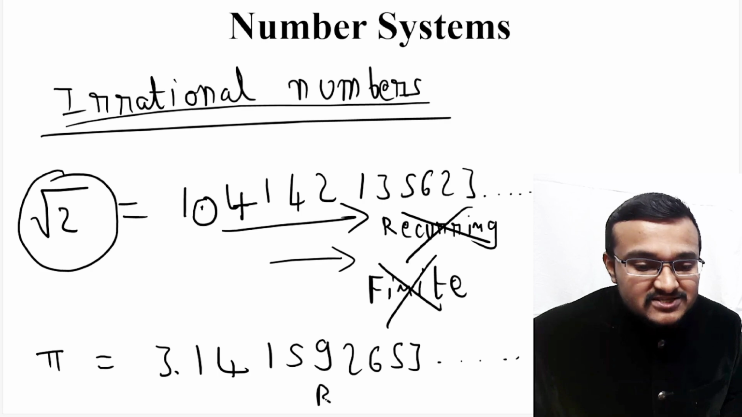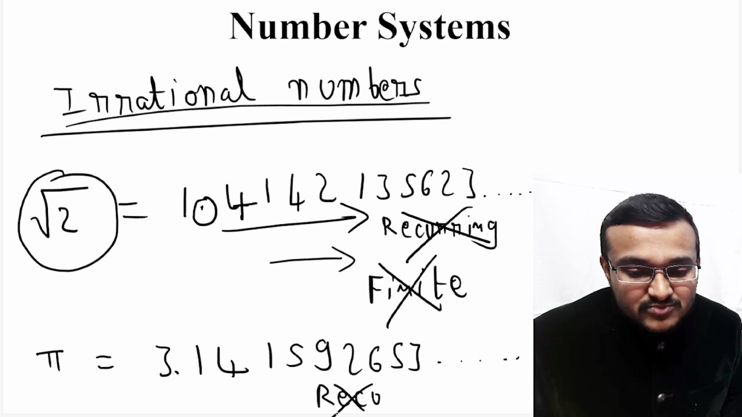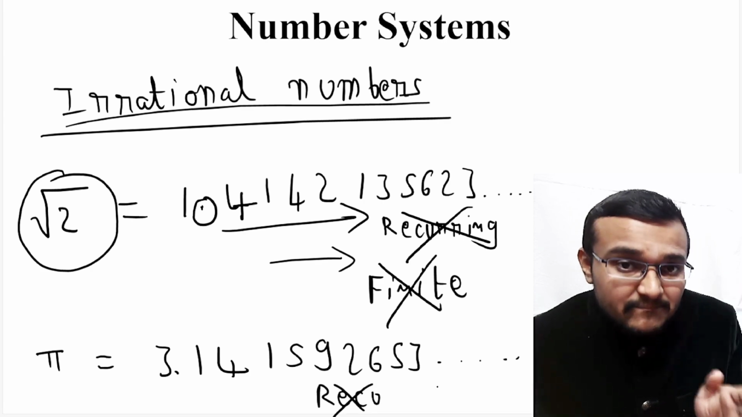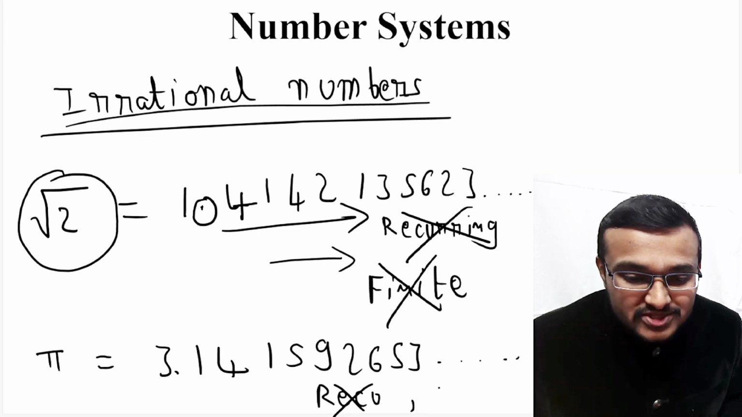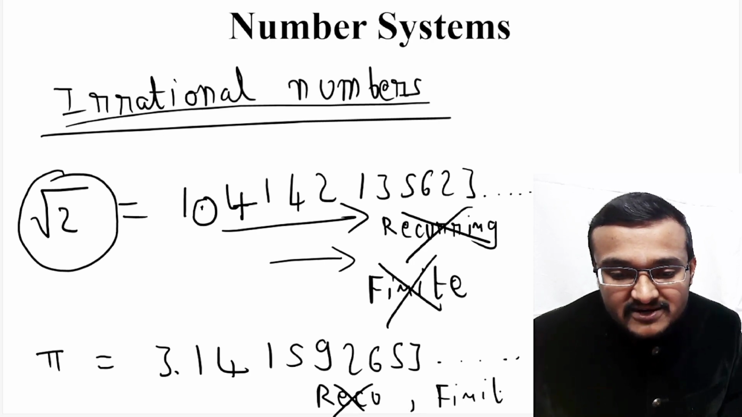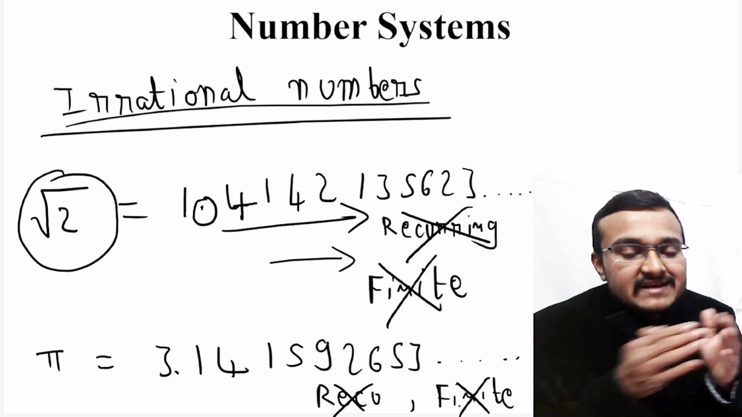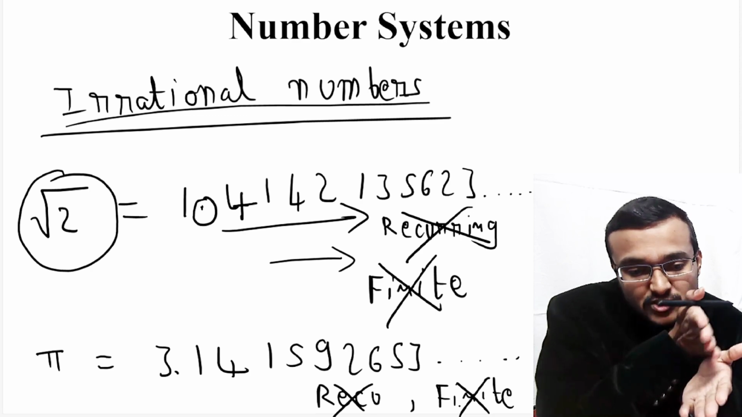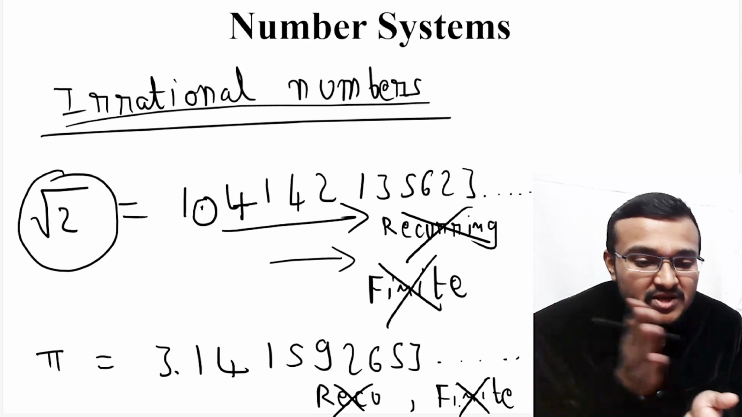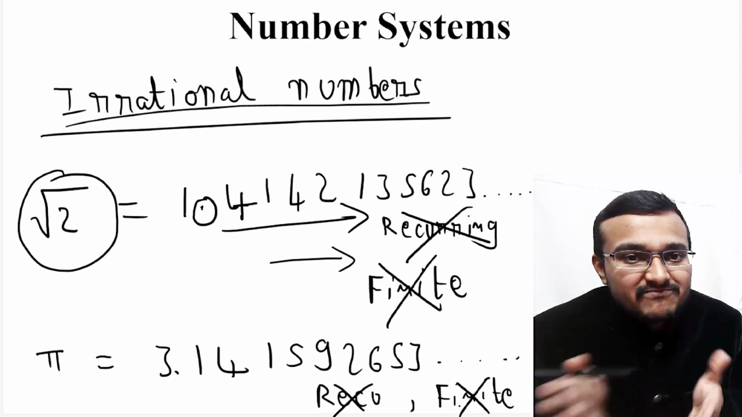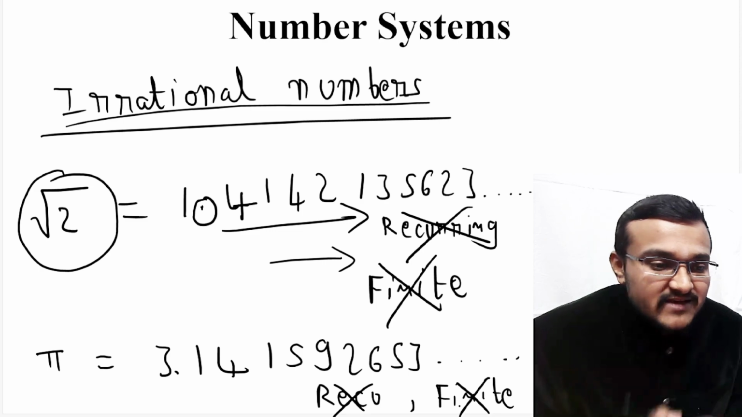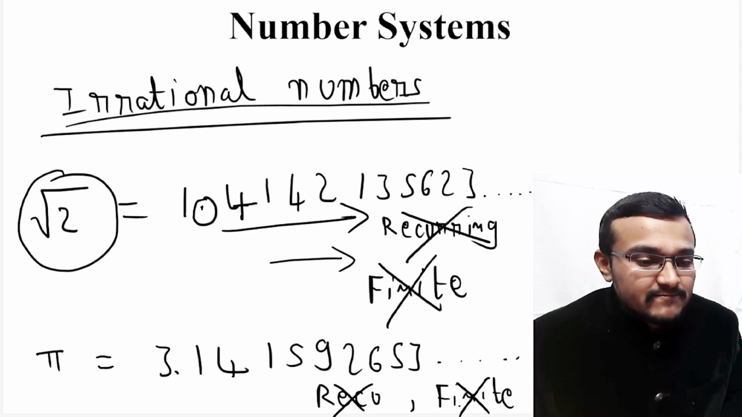So there is no recurring happening in these numbers after the decimal point, and also there is no finite number after the decimal point, because it is just going on like that infinitely, and also there is no recurring set of numbers after the decimal point. So that's why pi is also an irrational number.